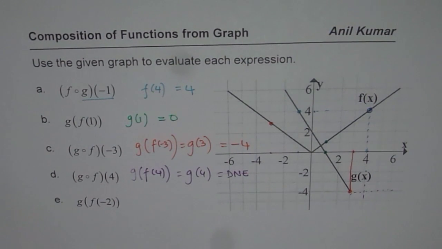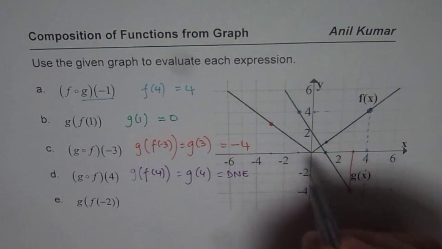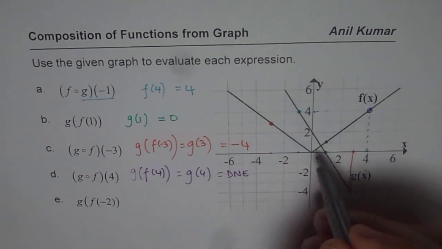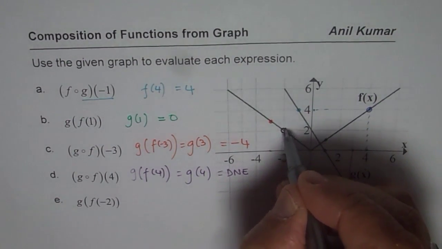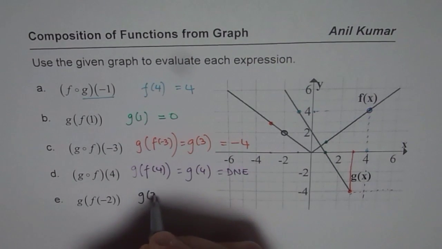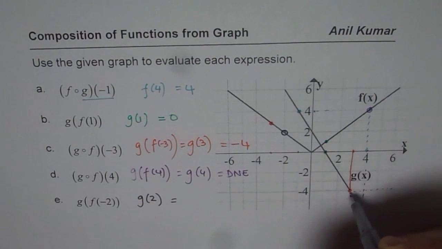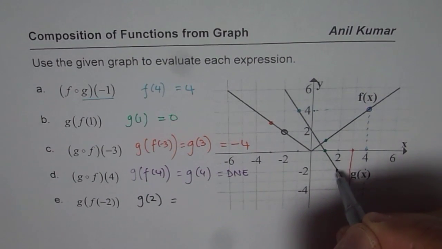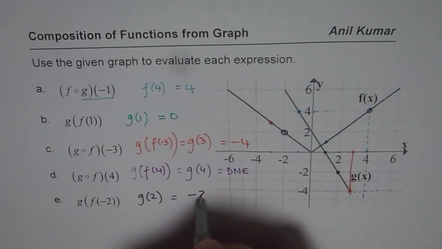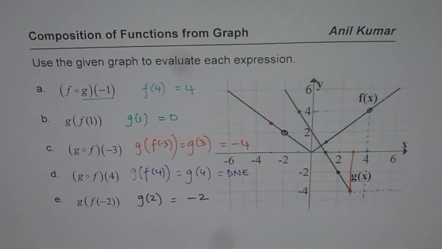Now let's do the next one, which in our case is g of f of minus 2. So at minus 2, the function f is the absolute function, the value is 2, right? So we have g of 2. Now at 2, the straight line is g, so at 2 the value is here, minus 2. So minus 2 is the answer for the next question.